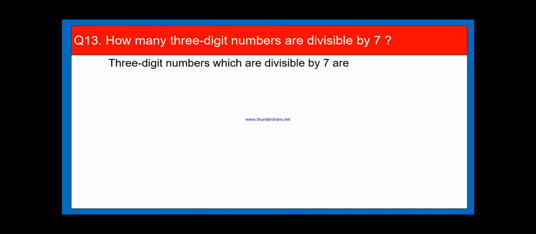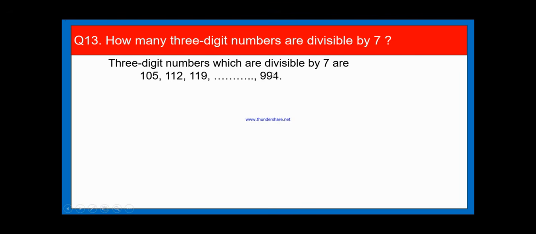We have to find out. The 3-digit numbers which are divisible by 7: if we consider the first 3-digit number 100, 100 is not divisible by 7. Then go for 101, it is not divisible. Similarly, like that, if you check, the first 3-digit number that is divisible by 7 is 105. Next one is 112, 119 and so on. The last 3-digit number that is divisible by 7 is 994.